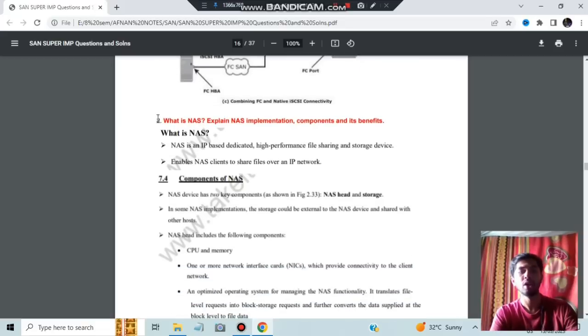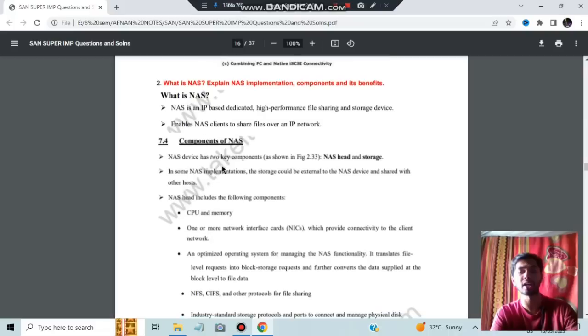What is NAS? Explain NAS implementation, components, and its benefits. NAS is an IP-based, dedicated, high-performance file sharing and storage device. The previous one was used for connectivity. Here we have a dedicated high-performance file sharing and storage device. It is used by clients, where they share files with the server over the IP network.